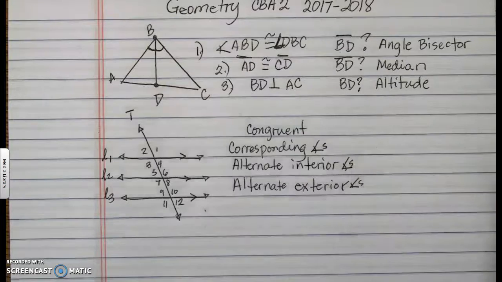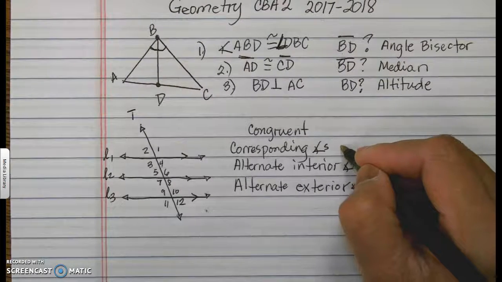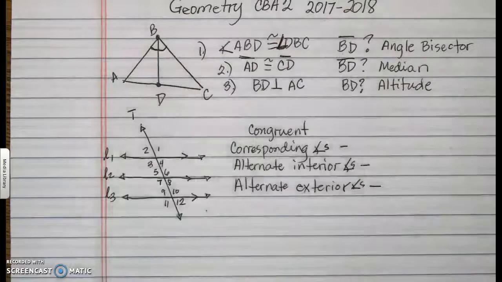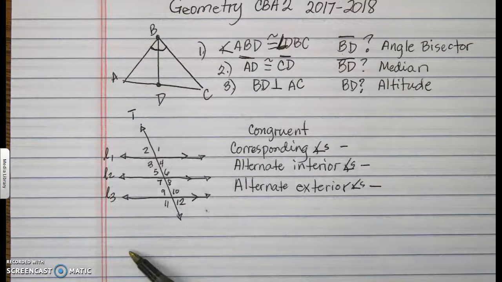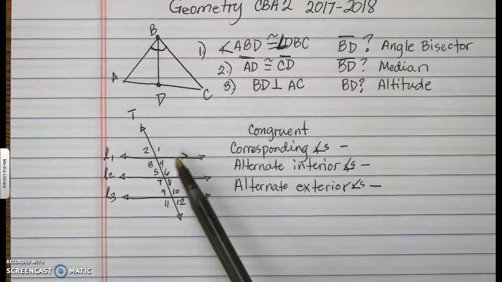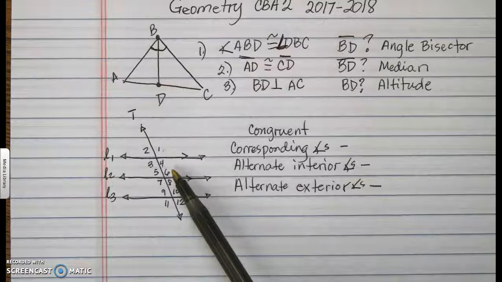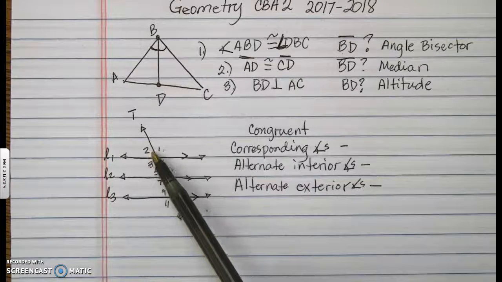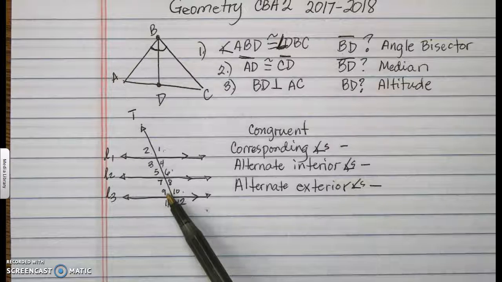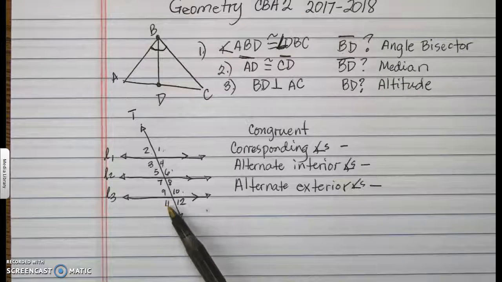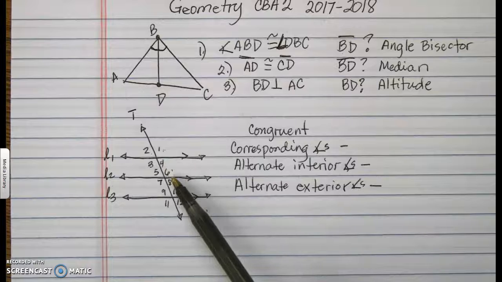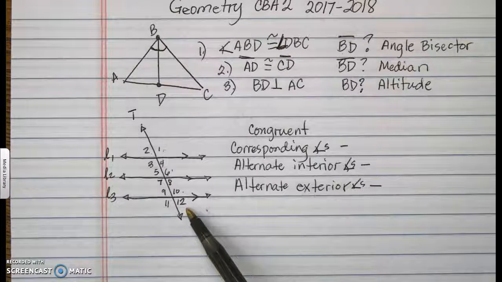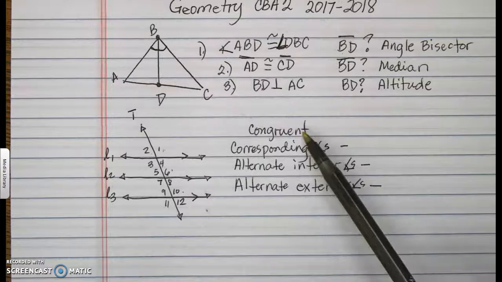Okay. So let's go ahead and start listing our corresponding angles, or at least mention which are your corresponding angles. So, the corresponding angles are as follows. So, 1, 6, 10 are all corresponding. 2, 5, 9 are also corresponding. 11, 7, and 3 are corresponding. 4, 8, and 12 are corresponding. And all those sets of numbers are going to be congruent.